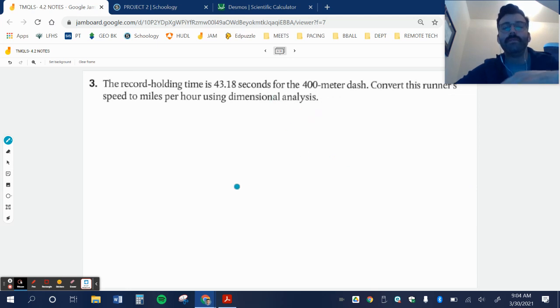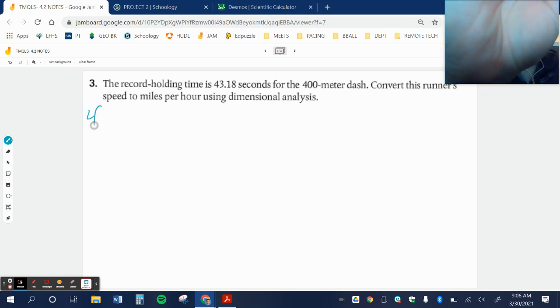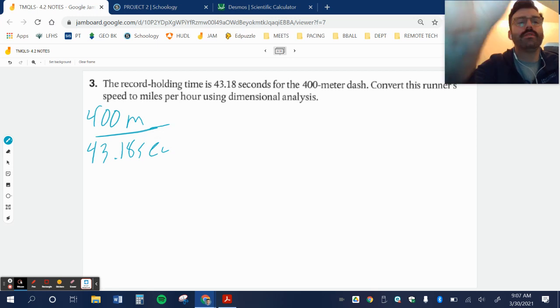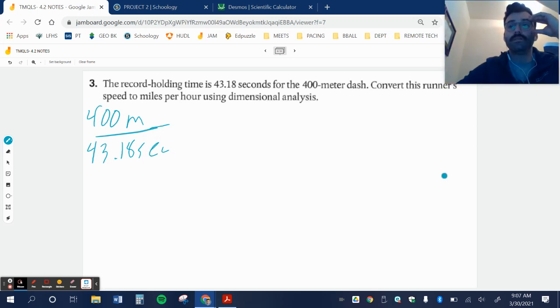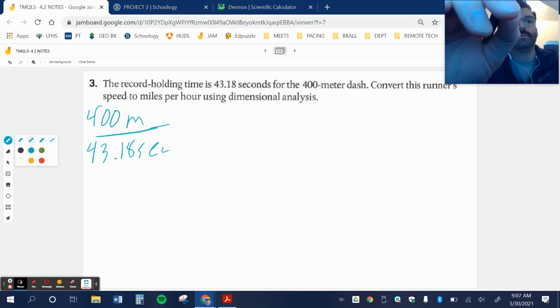All right, so the record holding time is 43.18 seconds for a 400 meter dash. Convert this runner's speed to miles per hour. So I got 400 meters per 43.18 seconds. I want to get to miles per hour. So I'm going to have to go from what? Meters to centimeters, centimeters to inches, inches to feet, feet to miles. Seconds to hours, I'm going to go from seconds to minutes, minutes to hours. All right, so I'm going to take care of the distance first. I'm going to take care of the meters.